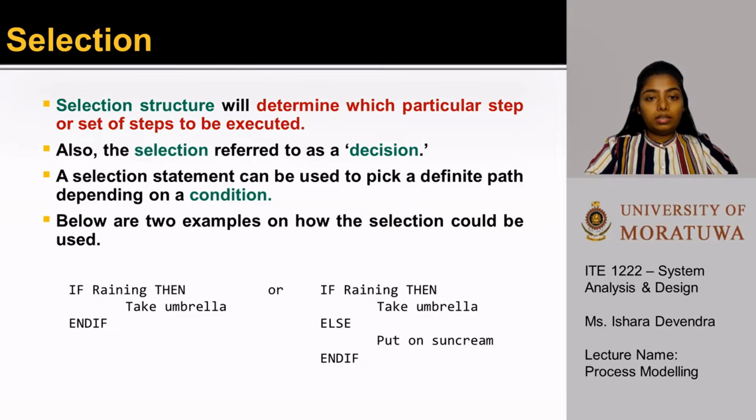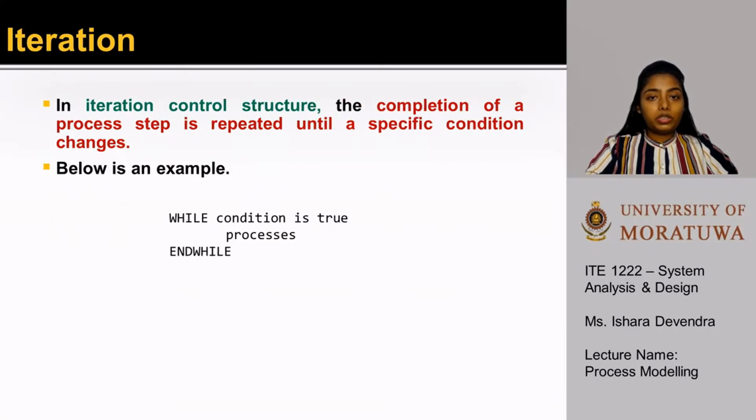Or we can say it as, if raining, then take umbrella, else put on sun cream, and then end if. Similarly, we can represent selection logical structures by using these condition statements. The last logical structure is iteration. In the iteration control structure, the completion of a process step is repeated until a specific condition changes.